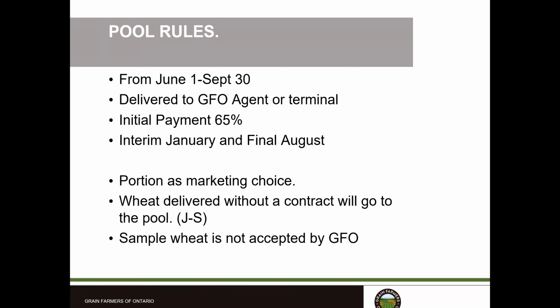So make sure if you're delivering wheat on behalf of GFO, regardless of where it is, that you have a contract in place, unless you're planning on putting it in the pool. Because if you don't have a contract, it will end up in the pool. And one more thing is that sample wheat is not accepted by GFO in the pool. Okay? So if you have any questions about that, you can go ahead and write us in the line available for you to type in, but I think that generally covers the pool.